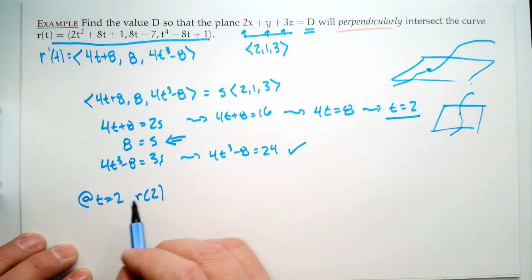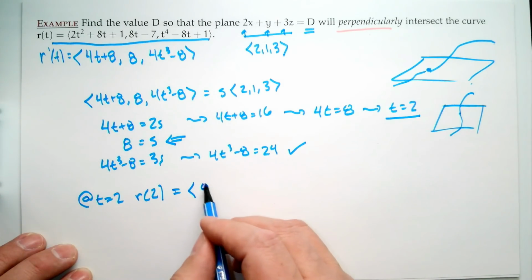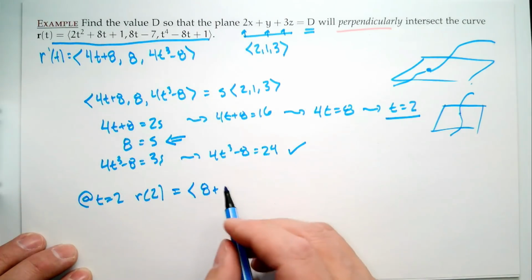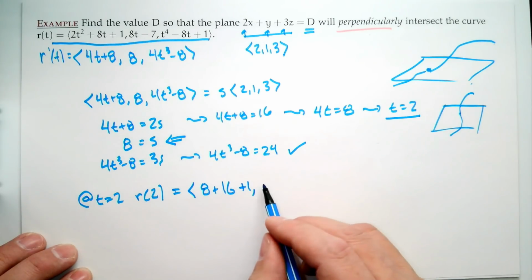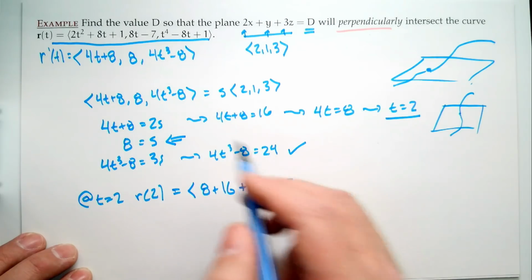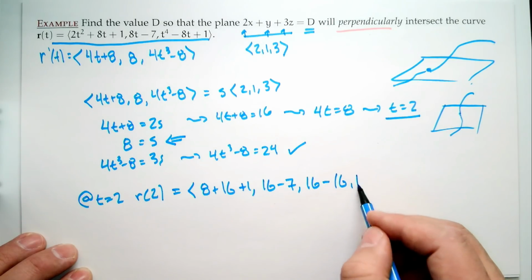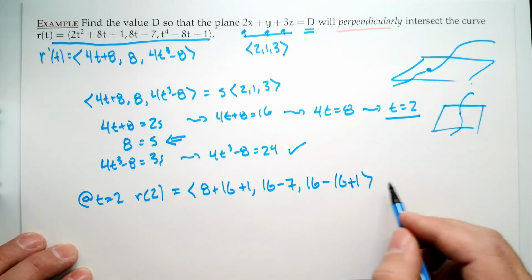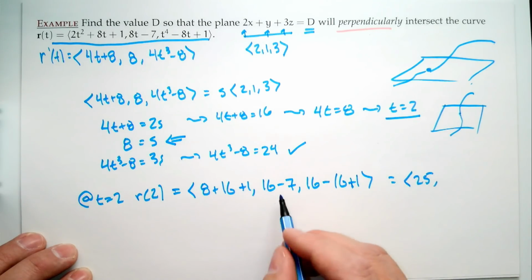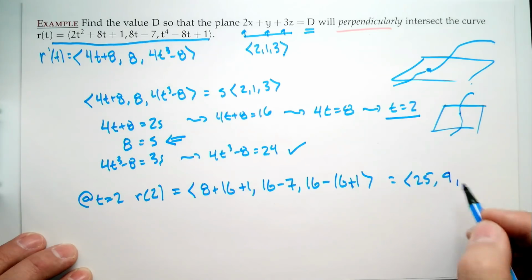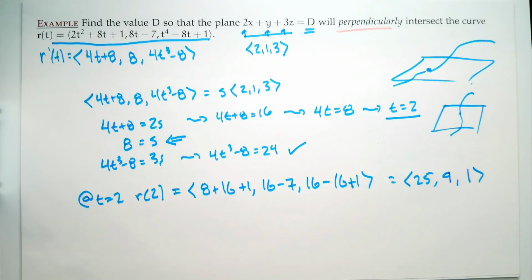We plug in 2 into our curve, and we get 2 times 2 squared, which is 8, plus 2 times 8, 16, plus 1. And then we get 2 times 8, 16, minus 7. 2 to the 4th, that's 16, minus 8 times 2, which is 16, and 1. Plus 1. And 8 plus 16 plus 1, that's 25. 16 minus 7, that's 9. 16 minus 16 plus 1 is 1. So that says that's the point.